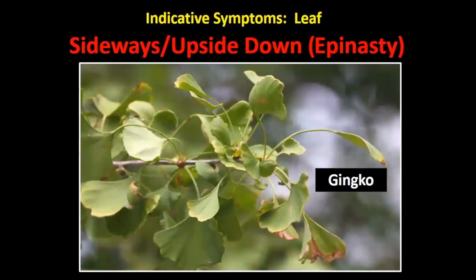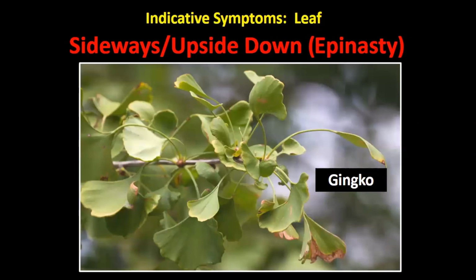Another symptom has a pretty fancy name. It's called Epinasty, but really all it means is it relates to what's happened to the leaf petioles, which of course are the little stalks that hold the leaf blade. And Epinasty is where the leaf petioles twist so that the leaf surface, the upper leaf surface, either is pointed sideways or maybe even upside down. It often happens in ginkgo. We see this quite a bit in ginkgo and in other species as well. And so this is Epinasty, or sideways and upside down leaves.